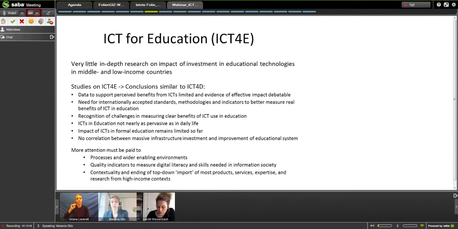So, ICTs for education, as briefly mentioned at the beginning. Even in this area, there is still rather little in-depth research on the impact of investments in educational technologies in middle and low-income countries. There is a growing amount of research going on at the moment, but so far the results are still rather mixed. The studies that exist on ICT for education have similar conclusions as the field of ICT for development that was mentioned at the beginning. The data to support perceived benefits from ICT is still rather limited, and the evidence of effective impact is also rather debatable.